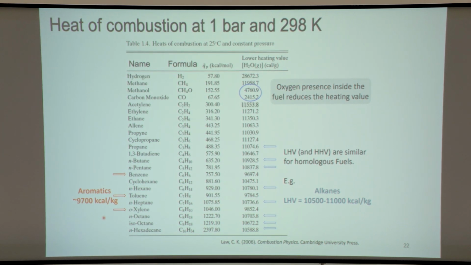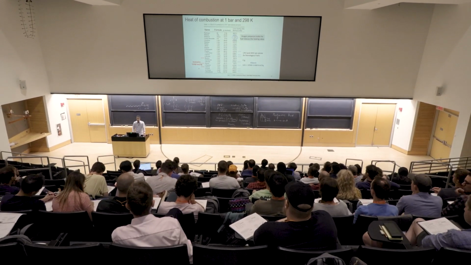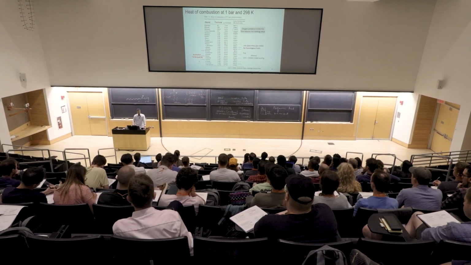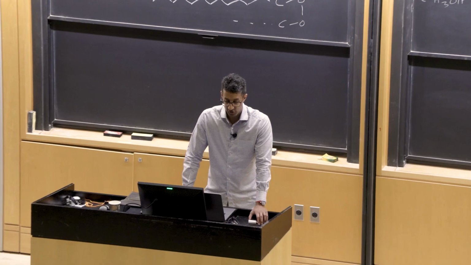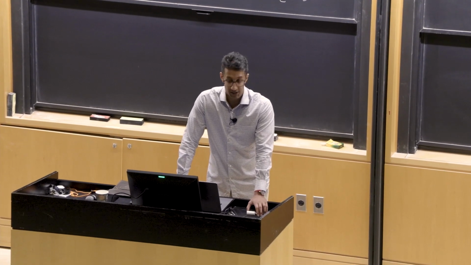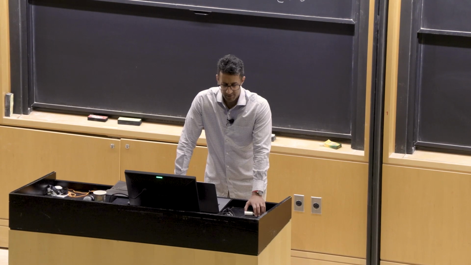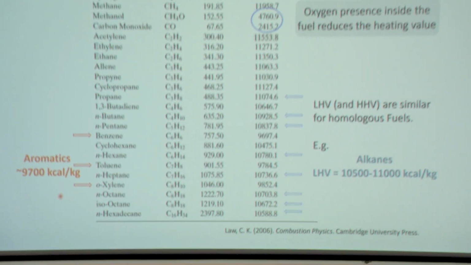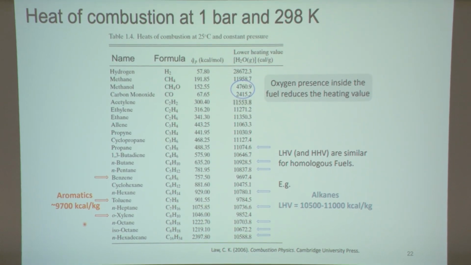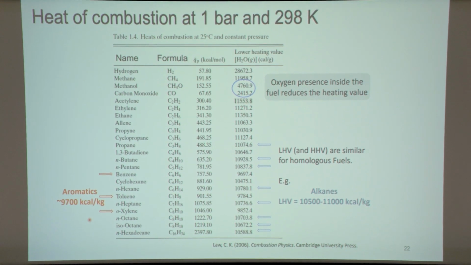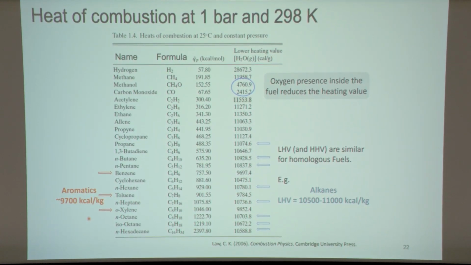Ammonia, where's ammonia around on a mass basis? Anybody know? We said hydrogen was 120. That was megajoules per kilogram, so divide by about 4 for kilocalories. Ammonia, I don't know off the top of my head. I'm going to say it's a fair bit lower. It's about 20 megajoules per kilogram. So a factor of 6 or so less.